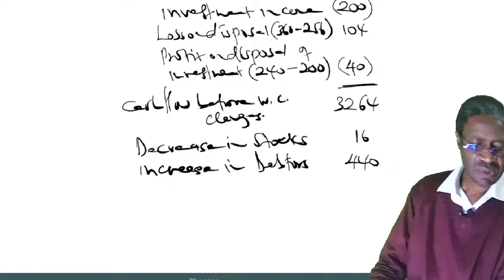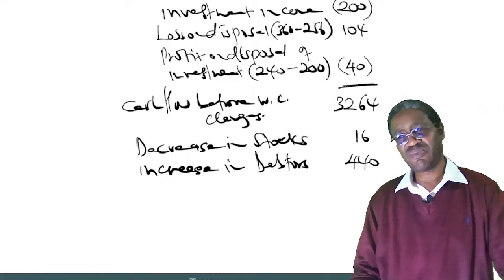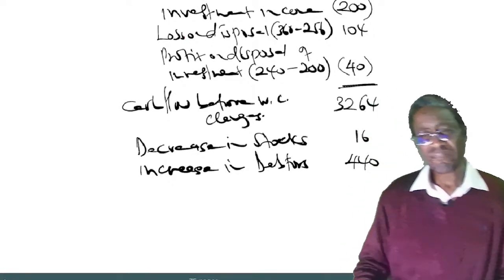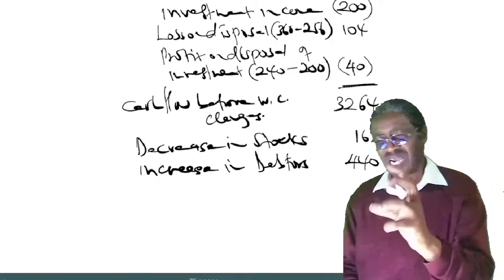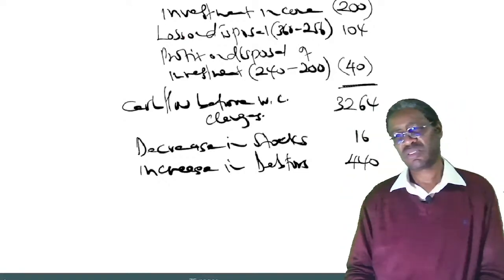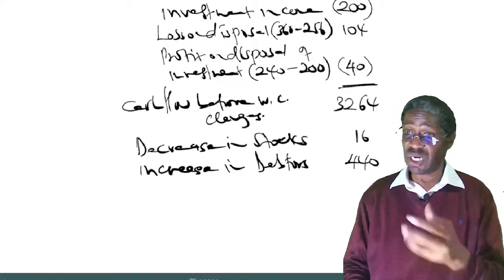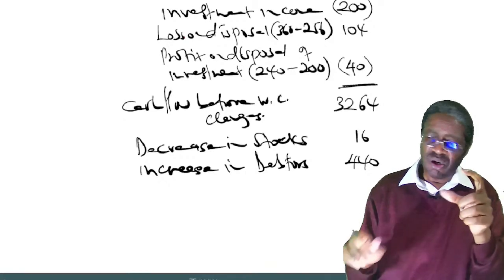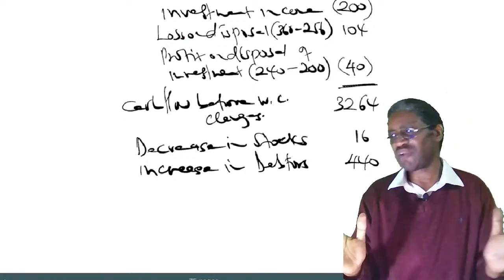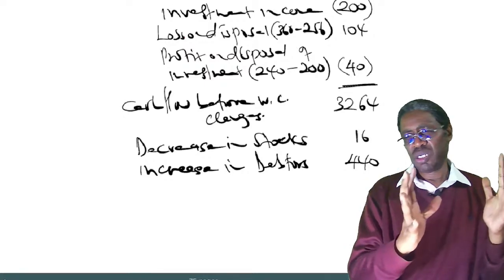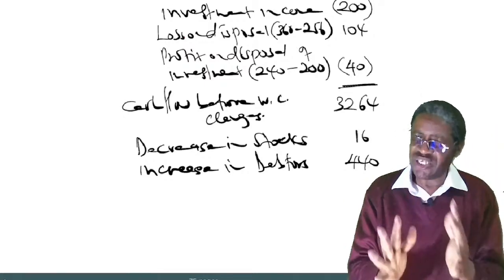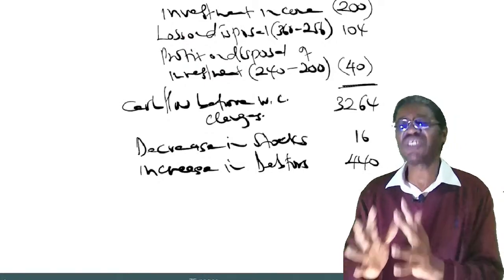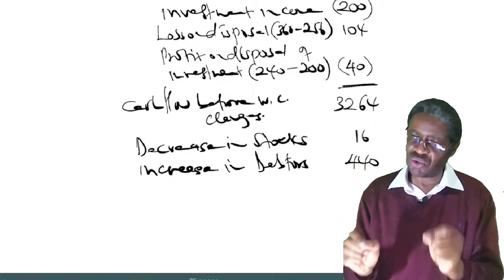Now, let me explain something there. When it comes to debtors and some other items of working capital, sometimes, of course, you should know. From your accounting knowledge, when I say increase in debtors, should it be positive or negative? That is something you should know.